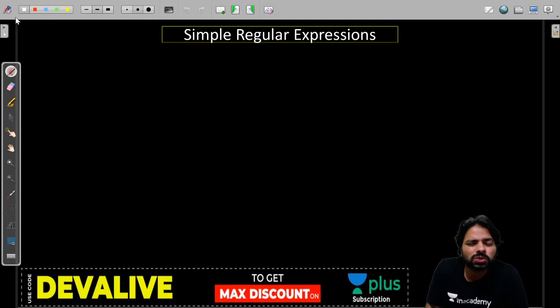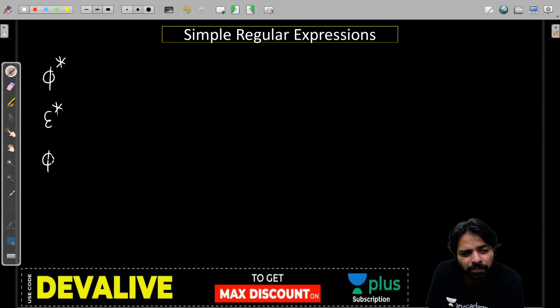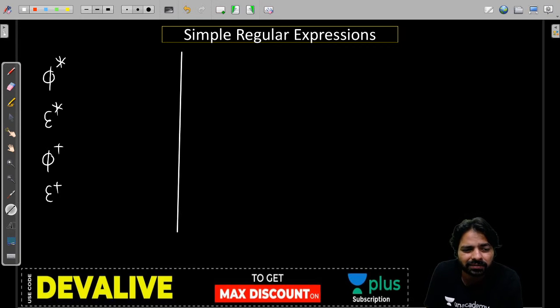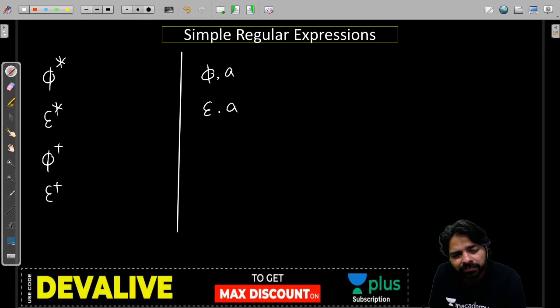Okay, simple regular expressions to understand this concept. Okay, what are the simple expressions like, pi star and epsilon star and pi plus epsilon plus and so on. Let's go on. You keep on practicing, guys. I'll come back. Pi dot A and epsilon dot A and A dot pi, A dot epsilon.